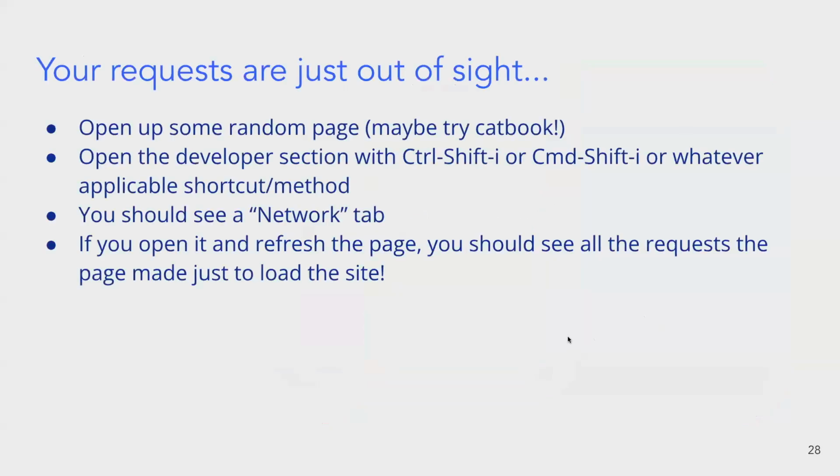Cool. So your requests are just out of sight. If you open up some random page, you can try this with your cat book website that you just made too. You can open the developer section using Control-Shift-I or Command-Shift-I or whatever shortcut works for you. And you should see a network tab. If you open the network tab and refresh the page, you should see all the requests that went through to make basically your website load at the beginning.